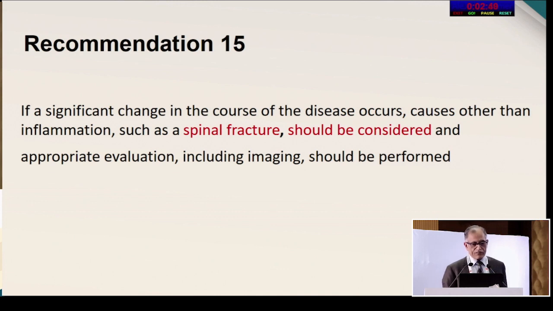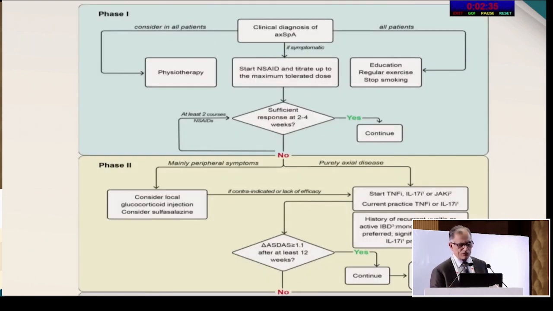The 15th recommendation is that if a significant change in the patient's status occurs in its course and causes other than inflammation, such as spinal fracture, these should also be considered seriously and ruled out. Appropriate treatment should be carried out. So the last two slides are just the algorithm.